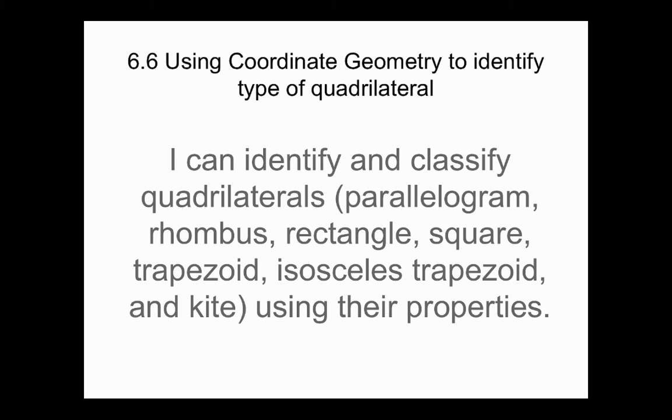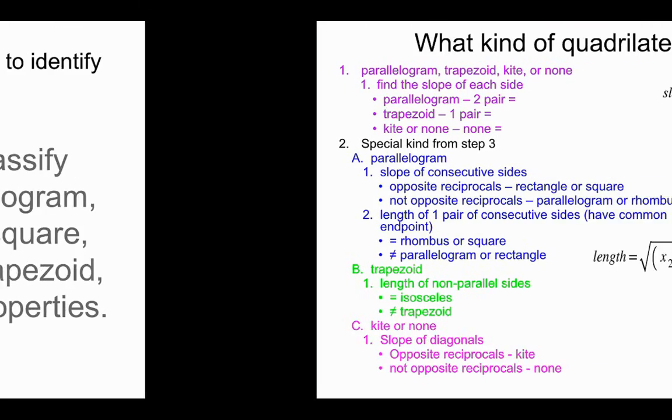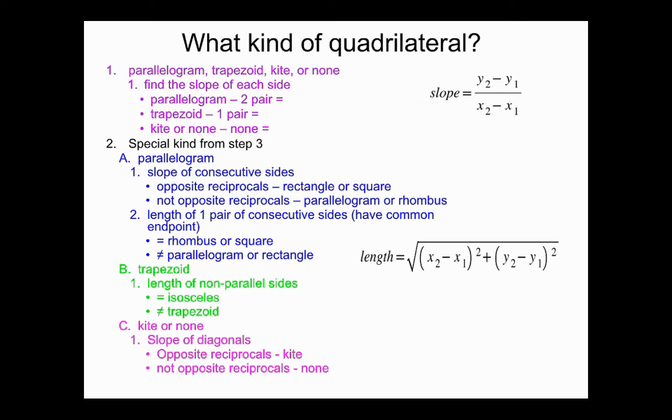We're going to use coordinates and properties of quadrilaterals to identify the quadrilaterals. So when we're looking at using coordinate calculations, we're going to use a couple of different things. We're going to use the slope to identify pairs of parallel lines because they have the same slope. Then that's going to narrow it down. If we have two pair of parallel, it's one of our parallelograms.